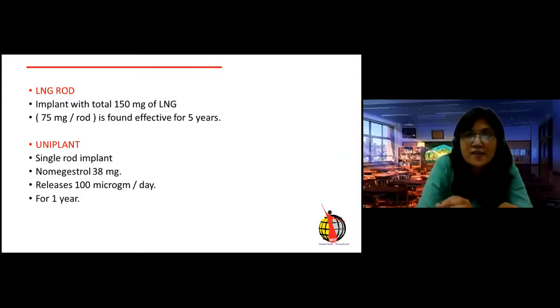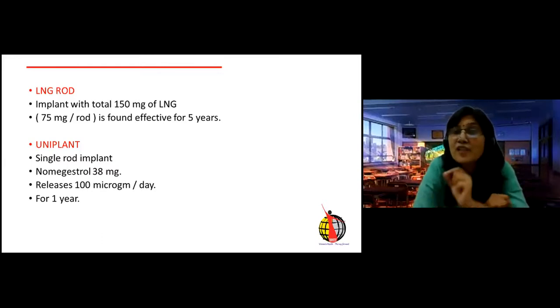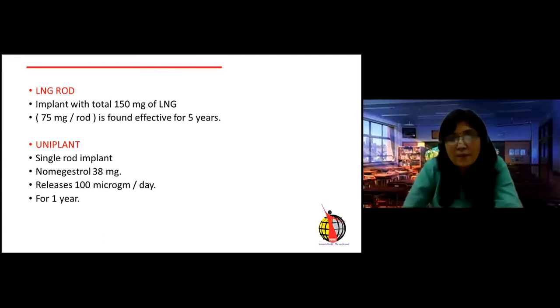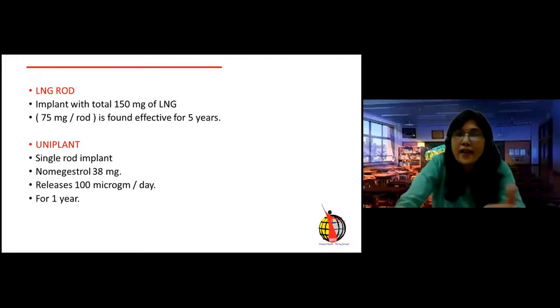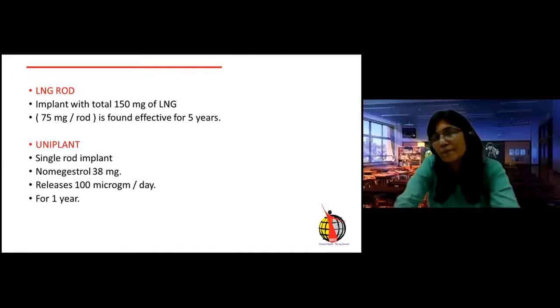Okay, so this implant, if somebody wants to use only for 1 year and they want to use an implant, that is the Uniplant, and it contains another newer type of progesterone, which is Nomegestrel, and it contains 38 milligram, releases 100 microgram per day.